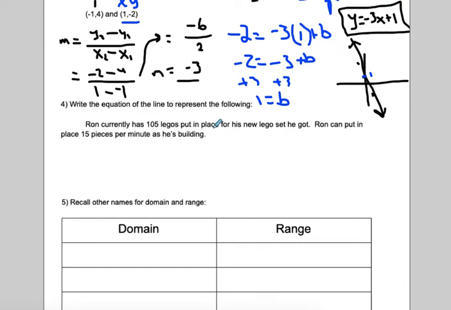So I don't know what he's building. Maybe it's a spaceship. I don't know. For his new Lego set that he got. How exciting. And he noticed that he can put about 15 pieces per minute in as he's building. So our mission is to write an equation of a line that kind of models that scenario.